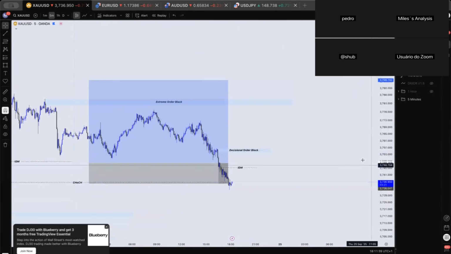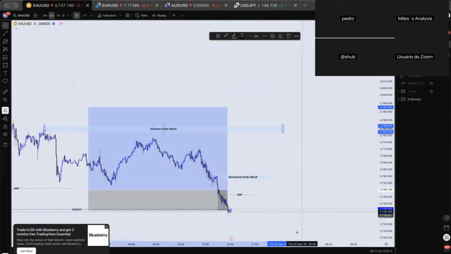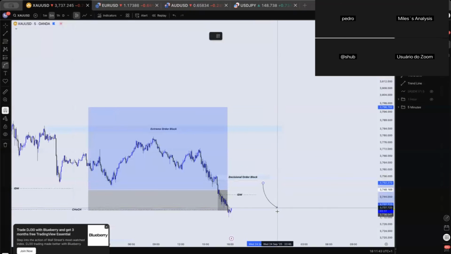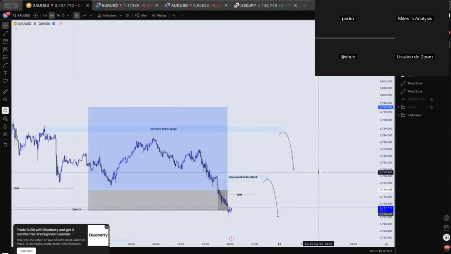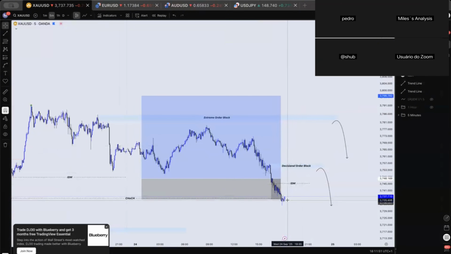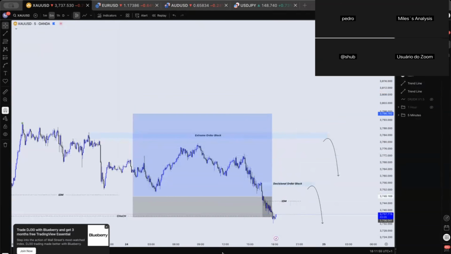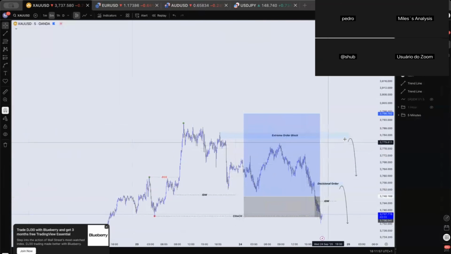So if gold is to go short, it will either sell from this decisional order block or from this extreme order block. And if you want to trade the reversal, you can take long positions targeting this inducement or even this decisional and extreme order block. But for me, I just take entries from the extreme order block.